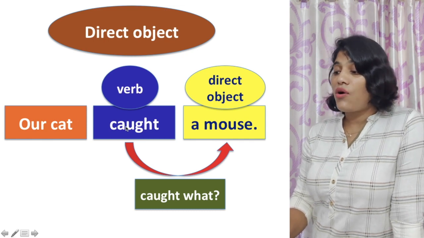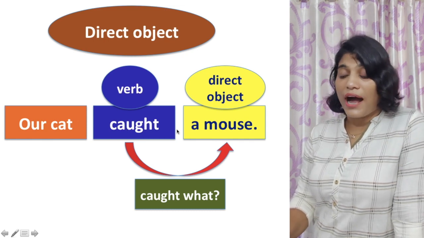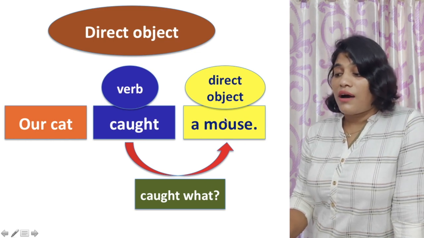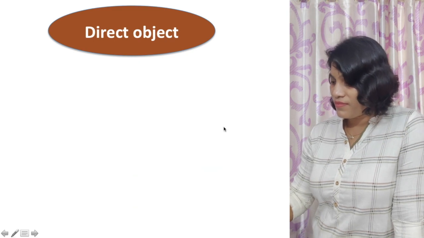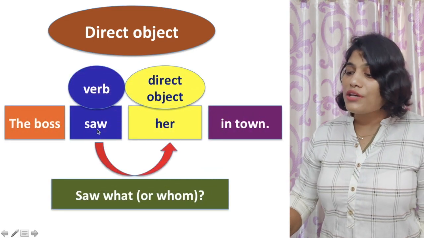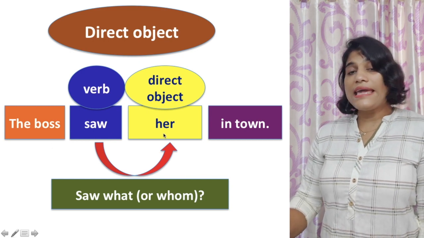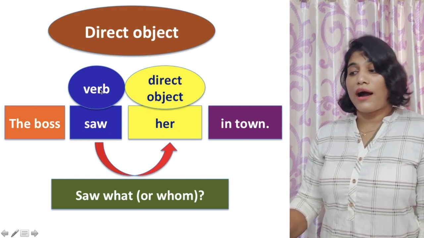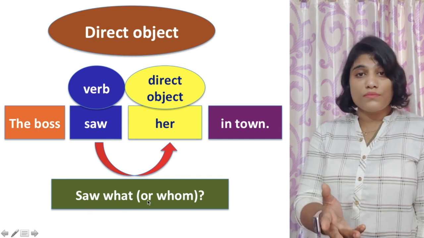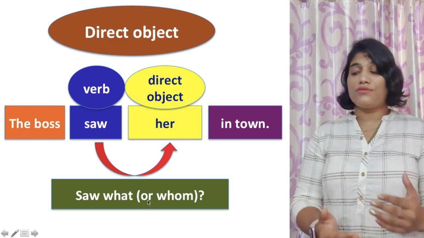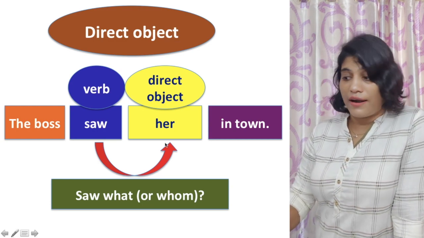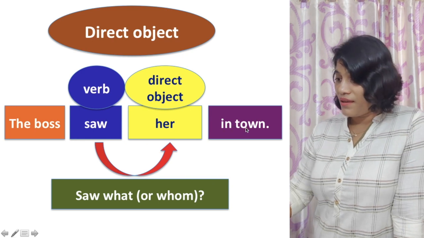Our cat caught a mouse. Here the verb is caught, and what caught? A mouse. Here also, the boss saw her in town. Here the verb is saw, and what or whom saw? If you ask the question what or whom, you get the answer, her in town.